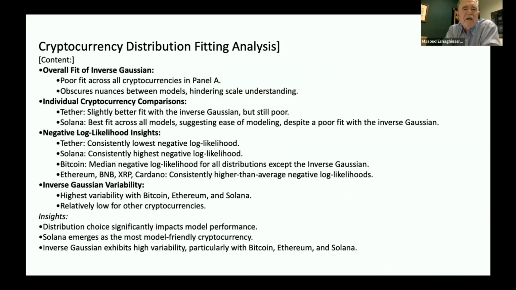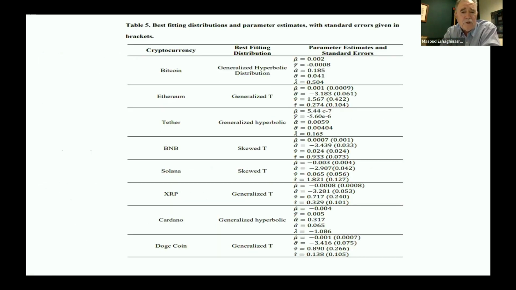For Tether, inverse Gaussian is best. For Solana, what model is better? Tether, Solana, Bitcoin, Ethereum, inverse Gaussian, and so on. And if you want, you can read it in the article. Here you can find the best fitting for any coin.